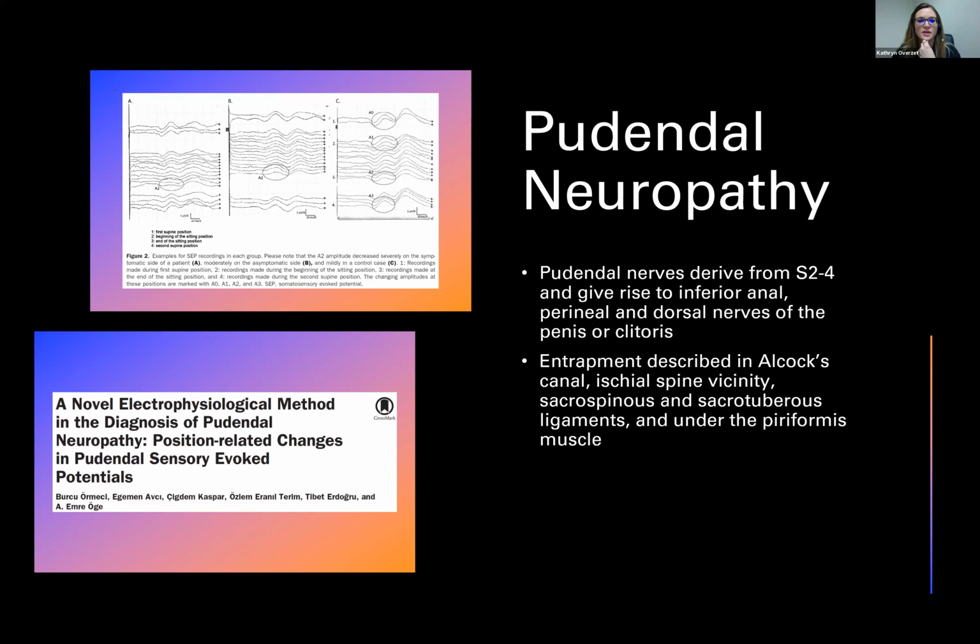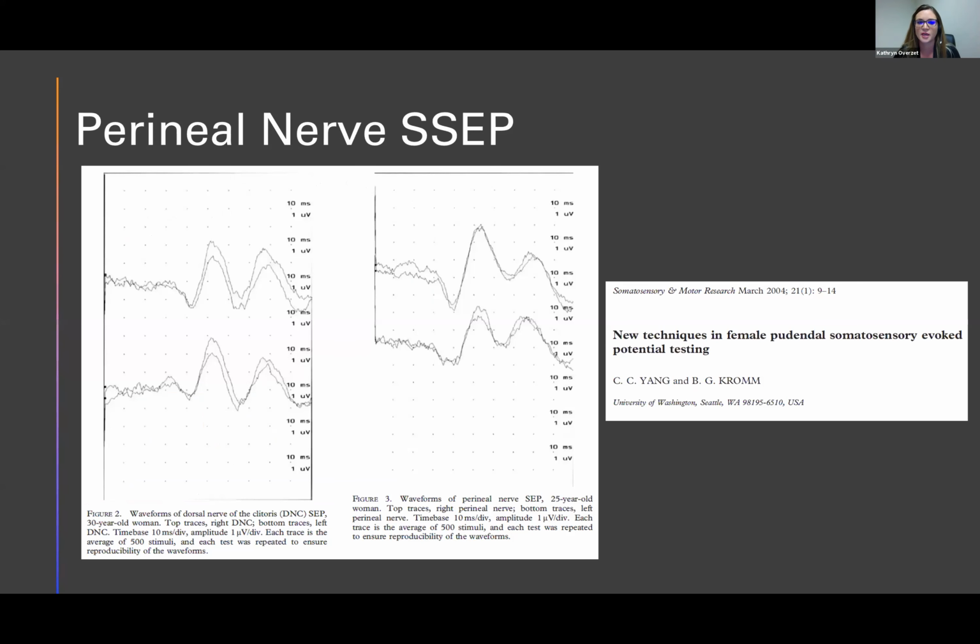One of the questions that we saw was asked was about pudendal neuropathy. Don't really have time to touch on this much, but there's a couple good papers on this. These are clinical papers that use patients' positioning to describe different sorts of entrapment that can happen. And it's important to note that the pudendal nerve splits into 3 peripheral nerves: inferior anal, perineal, and dorsal nerve, which is the one we're stimulating. So for example, if there were to be entrapment in Alcock's canal, which the dorsal nerve does not travel through, stimulation of the dorsal nerve could miss that entrapment. And this is another paper where a perineal nerve SSEP was elicited.